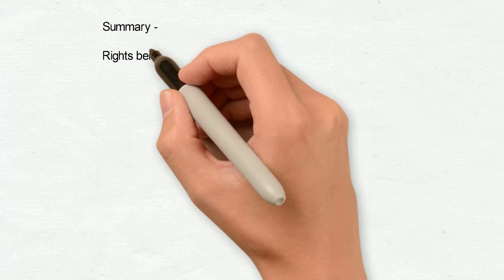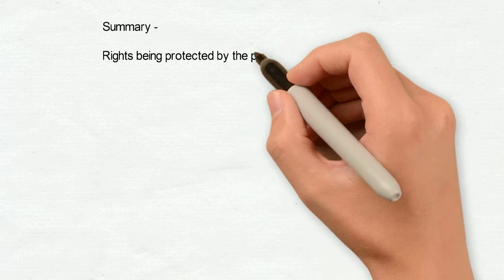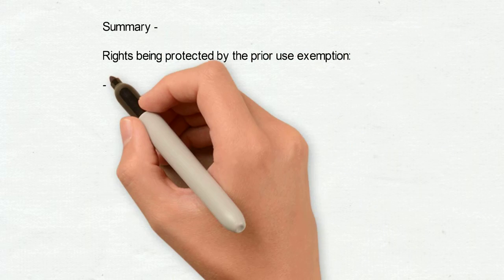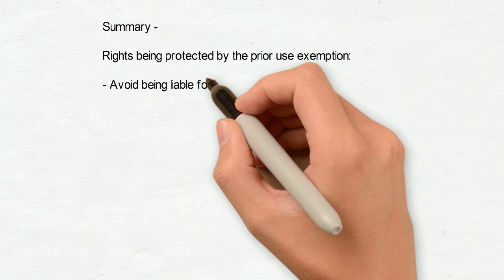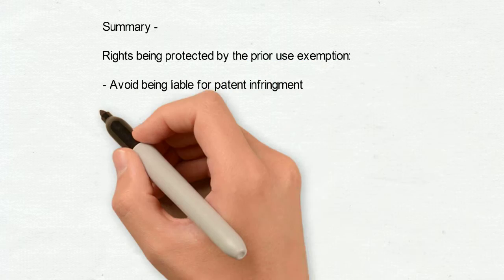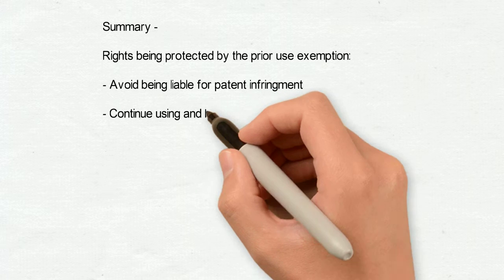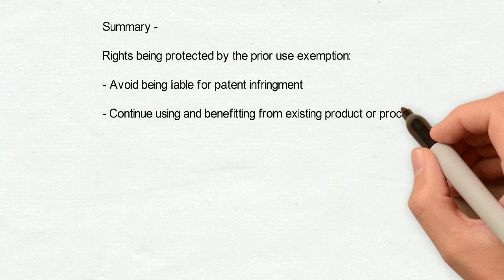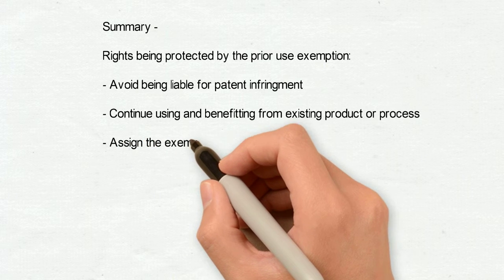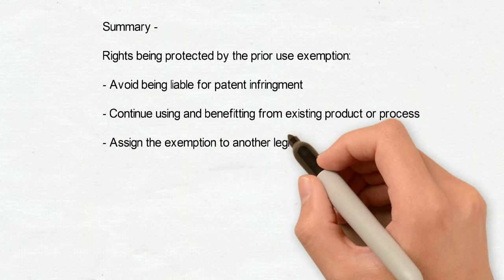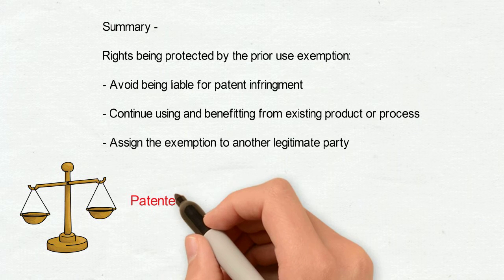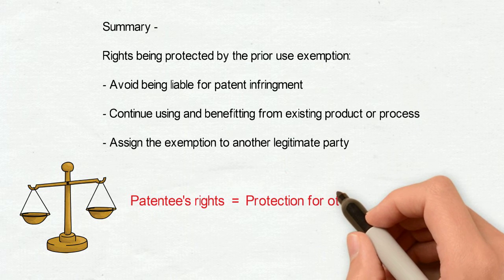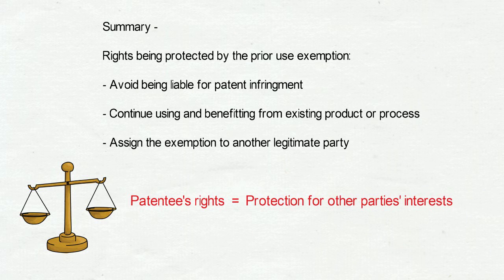So in summary, the prior use exemption of the Patents Act allows legitimate parties' rights to be protected when faced with a future patent in the same area of product or process. The rights protected are to avoid being liable for patent infringement, to continue using and benefiting from the existing product or process, and to assign the exemption to another legitimate party. This law is important to balance the patentee's rights with the protection required for other parties.